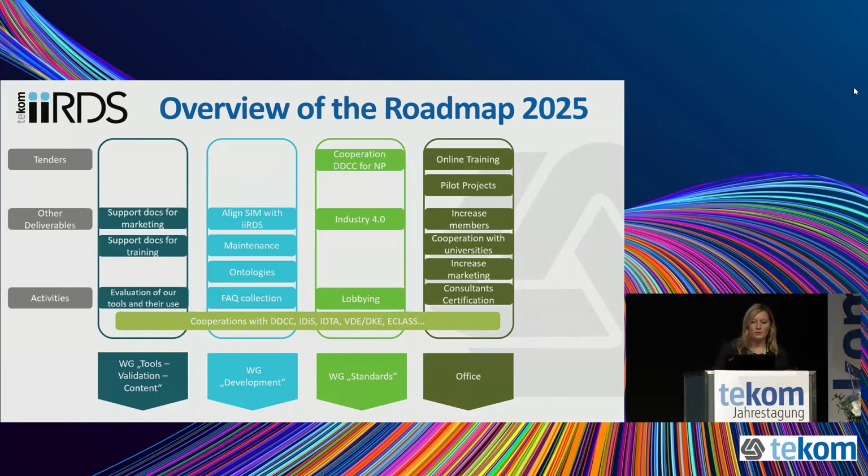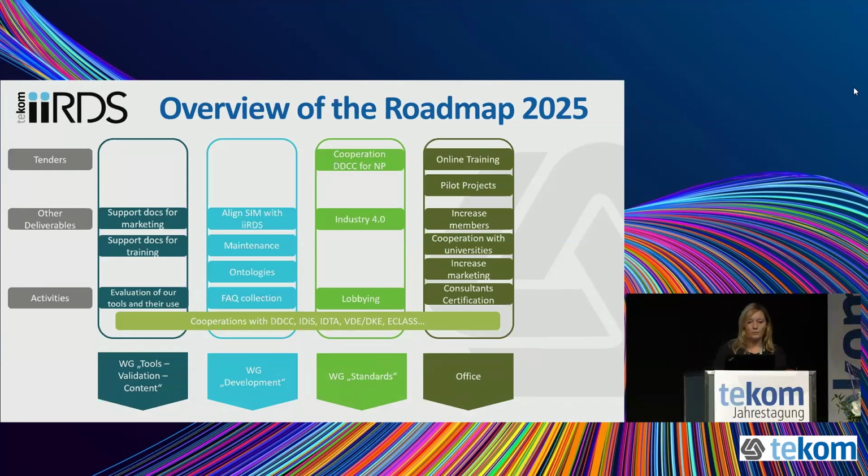And speaking of 2025, now we take a look at the goals for the next year. In addition to further development, for example, for international standardization, the standard has now reached a very good stage of development, and now we are focusing on the broad dissemination and use of iiRDS. The task for the working group tools, validation and content will be delivering support documents for marketing and training, and the evaluation of our tools and their use to further develop and improve them.